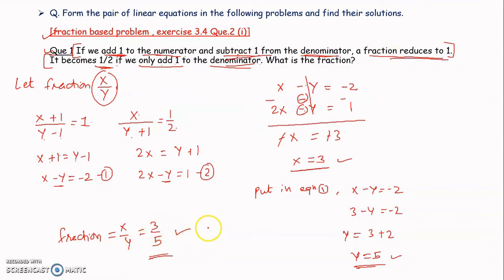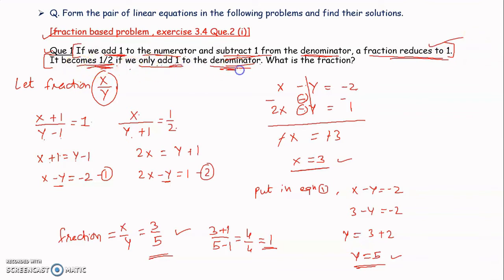So here if you add 1 to the numerator, then it becomes 3 plus 1. And if you subtract 1 from the denominator, 5 minus 1. So we get 4 by 4, that is equal to 1. So first condition satisfied.